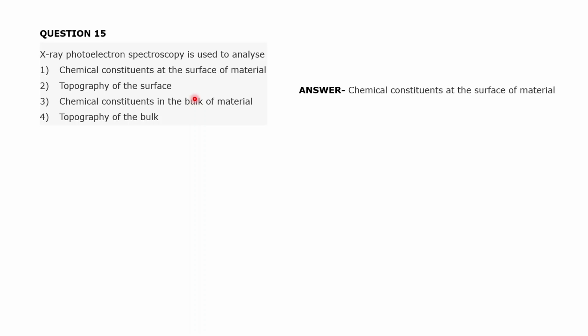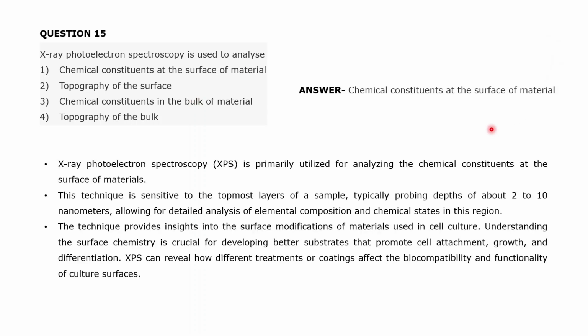Yeah, basically you are right, the chemical constituents of the surface of the material. So X-ray photoelectron spectroscopy, or XPS, is primarily utilized for analyzing the chemical constituents at the surface of the material, not the bulk of the material, because it is actually surface sensitive. However, it can only probe up to a depth of 2 to 10 nanometers.